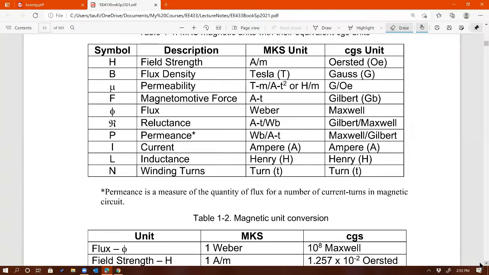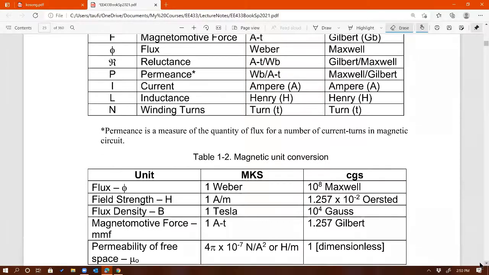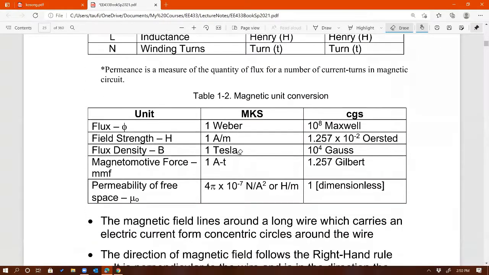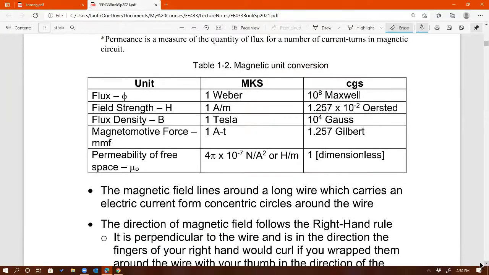And the next table shows you the conversion between one to the other. Between Weber and Maxwell, amps per meter to Oersted, and so on and so forth. Gilbert is another unit right there. Instead of ampere-turns, they use Gilbert for CGS. Oh, look at permeability of free space. In MKS, we use Henrys per meter, and that's the constant that we saw earlier, 4 pi times 10 to the minus 7. But if you use CGS, it's just going to be 1 and dimensionless.